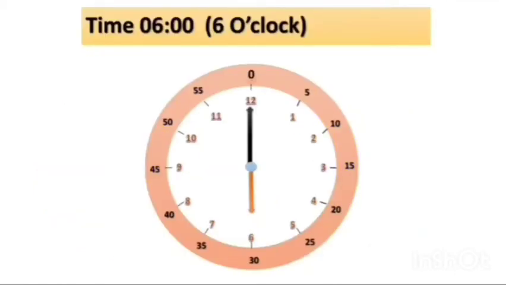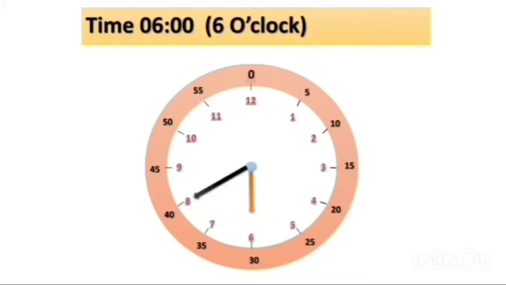Now, this clock is showing the time 6 o'clock. When the minute hand moves to 1, the time is 5 minutes past 6. When it is at 2, 10 minutes past 6. When it is at 3, 15 minutes past 6. When it is at 4, 20 minutes past 6. When it is at 5, 25 minutes past 6. When it is at 6, 30 minutes past 6. When it is at 7, 35 minutes past 6.